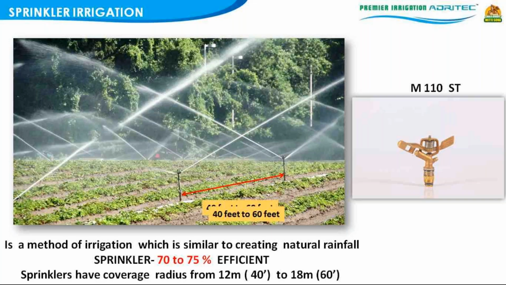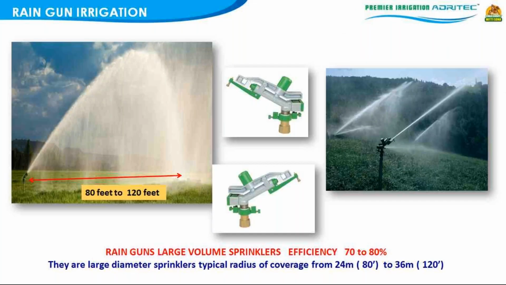Please note the efficiency, it is between 70 to 75%. 20 to 25% is lost in the in-between spaces, and due to wind effect, there is some loss happening. Coming to the third method, you have a rain gun. A rain gun is nothing but a big sprinkler. It is also called a large volume sprinkler, and it is able to throw a distance of between 80 to 120 feet, depending on the pressure that is available.